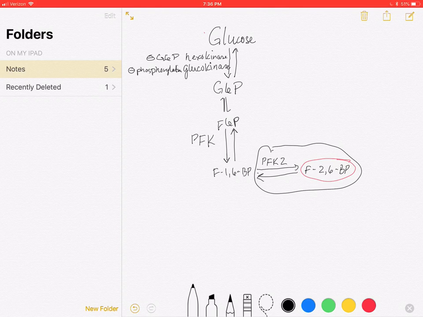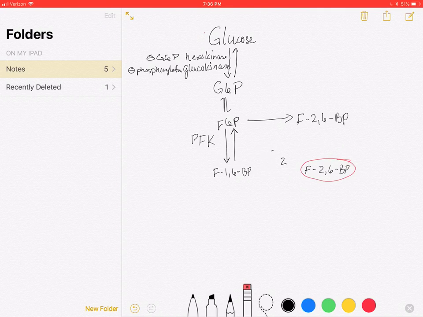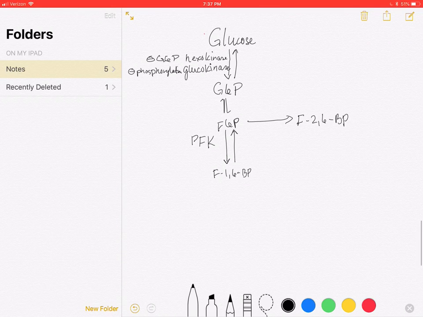It can bind to phosphofructokinase and make fructose 1,6-bisphosphate, or it can bind to a different enzyme and make fructose 2,6-bisphosphate. So this section is in the wrong place. It needs to be moved up. So let's erase it. Okay, erased. That feels better. Okay, I'm going to continue and fill in some more important parts of glycolysis.